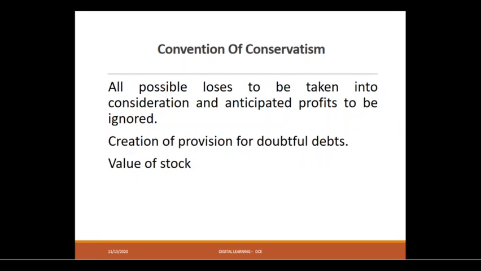Next one, Convention of Conservatism. The Convention of Conservatism means the convention of caution or the policy of playing safe. That is, in the accounting records and the financial statements of a business, all the prospective losses should be taken note of and provided for, but prospective profits should be ignored. Conservatism in financial statements demands that we should avoid uncertainties and make sufficient provision for unforeseen losses. For example, we value stock at cost price or market price, whichever is lower, and we go on depreciating land and building, though there may be appreciation in its value.